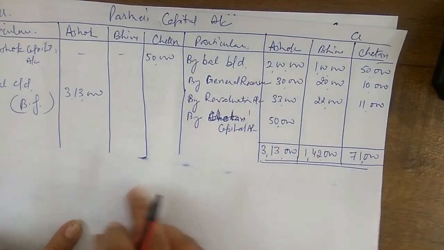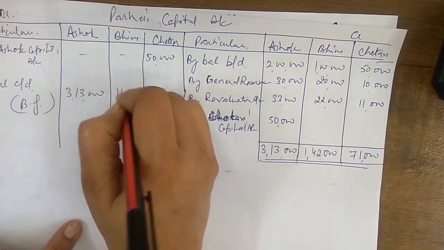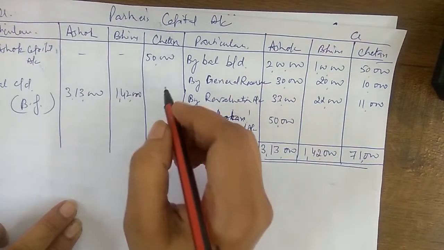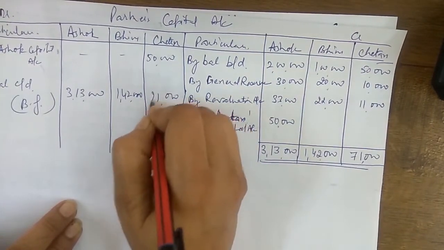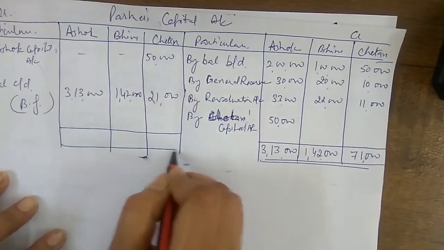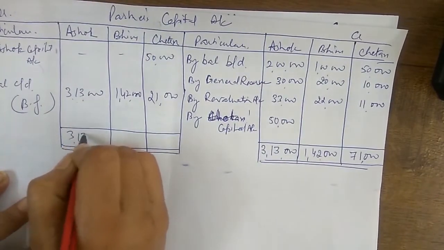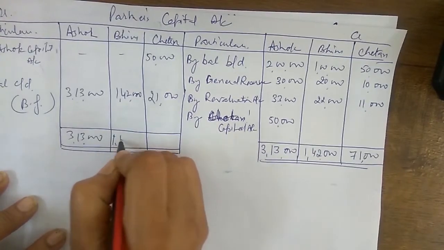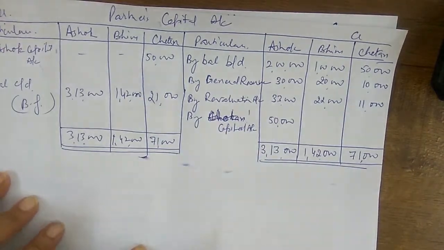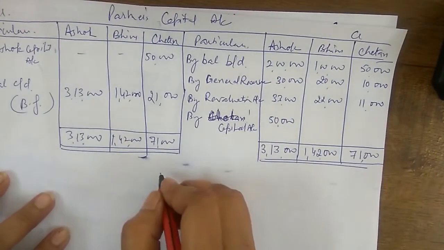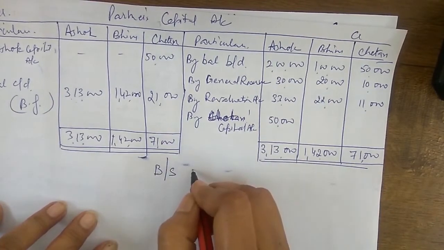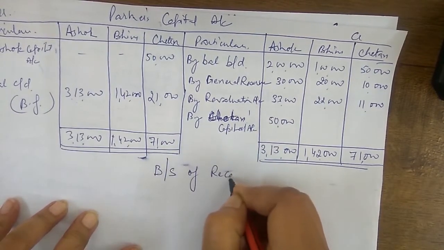Ashok in the new firm. 142 it will be of Bhim. 71 minus 50, quite simple calculation, 21,000. So we have to total both sides. We know it should be equal to each other. Clear buddy? This is partners capital account and we know that we have to complete with the revised balance sheet of reconstituted firm.